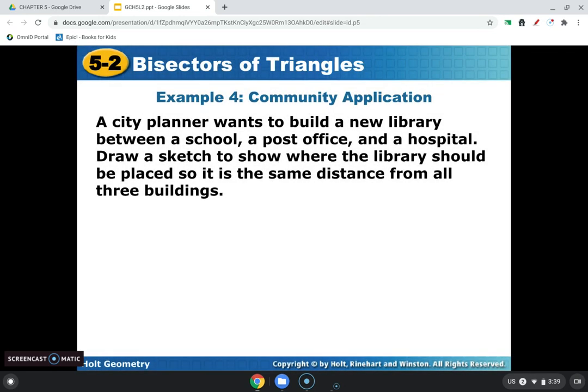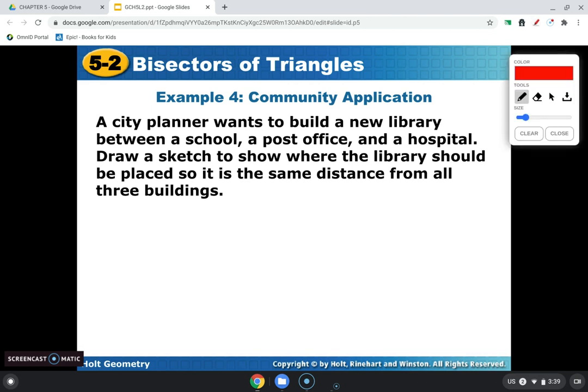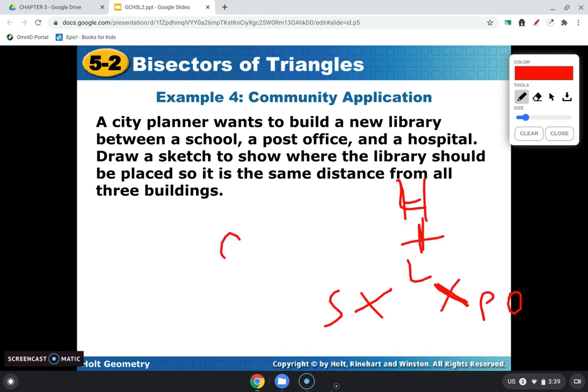A city planner wants to build a new library between a school, a post office, and a hospital. Draw a sketch to show where the library should be placed so it's the same distance from all the buildings. We want a hospital, a school, and a post office, and we want the library to be in the middle. Where should we put it so it's the same distance to all the vertices? Circumcenter or incenter? That would be the circumcenter. The circumcenter is the same distance to all the vertices, so you would want to place the library there.